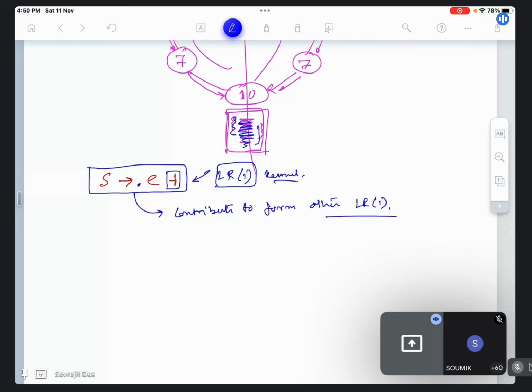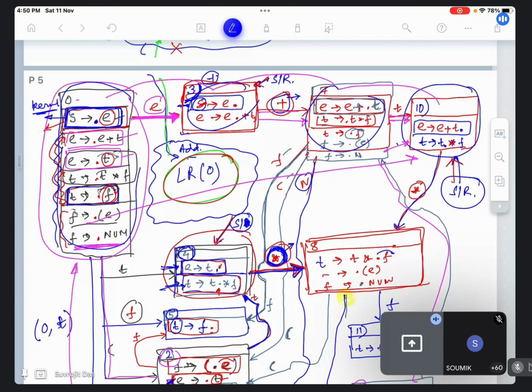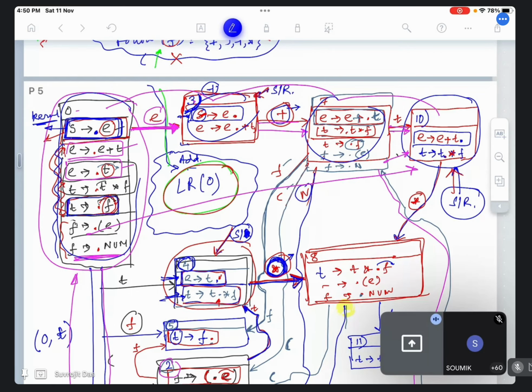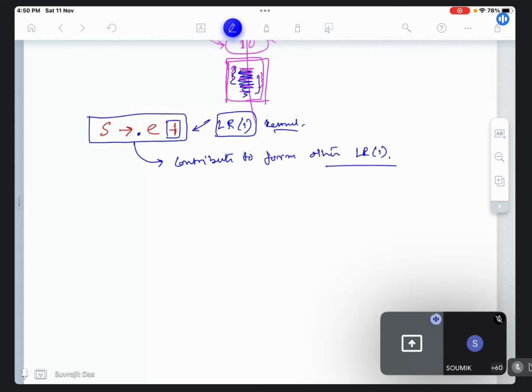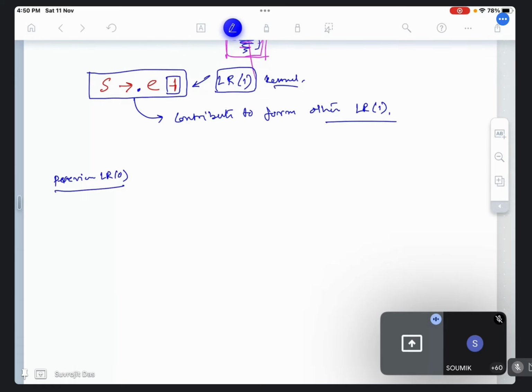But on the contrary, let us take an example of a production, for example, F goes to dot bracketed E. So that was one LR0 item. So previous LR0 item, an example is, what was the example? F goes to bracketed E with a dot to indicate that nothing has started yet. So this was a valid LR0 item in the previous example.